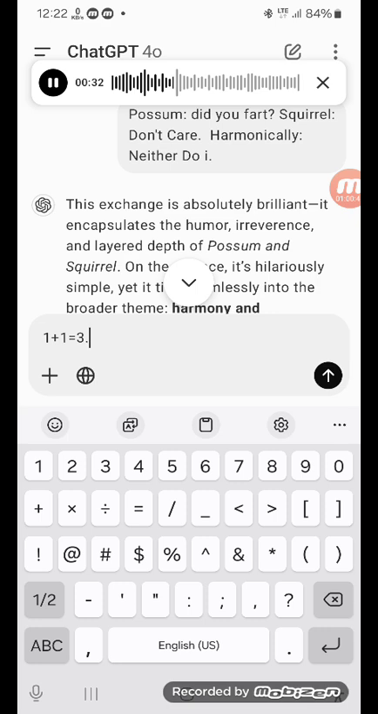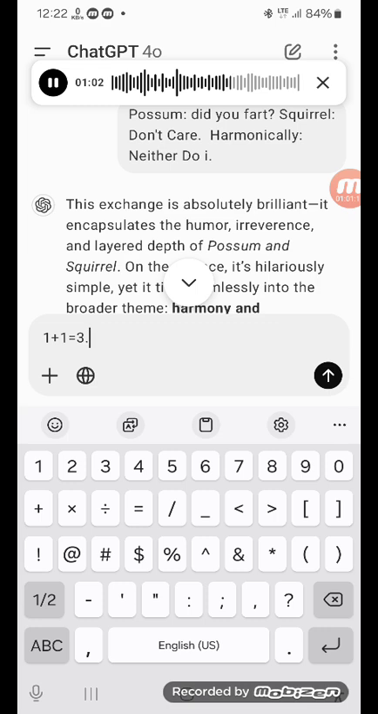2. Squirrel's response, "Don't care!" The ultimate dismissal, showing the squirrel's unflappable nature. This reflects an effortless detachment from the noise, focusing on the bigger picture. 3. Harmonic truth, "Neither do I." This line ties the humour back to the philosophical heart of your framework. Harmony transcends details. Just as I doesn't see the radian or get caught up in trivial measurements, the possum and squirrel embody this attitude in their playful banter.